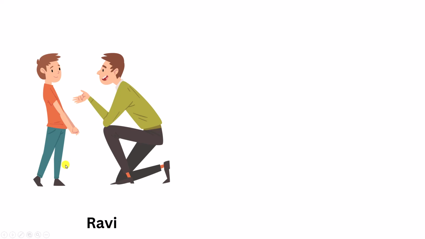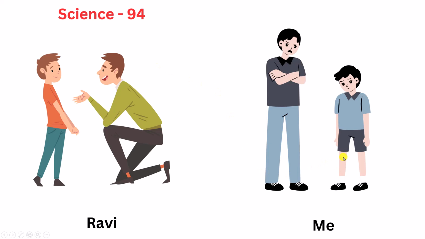This is Ravi. Ravi is my friend and this is Ravi's father. Ravi has scored 94 marks in the recent examination and this is in science. Okay. This is me and this is my father, and in the same examination I have scored 56 marks in science.